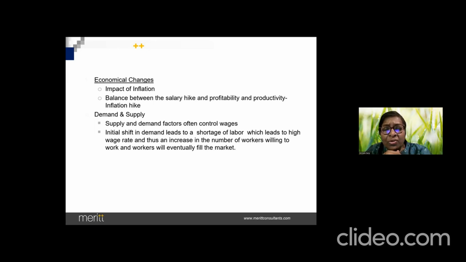there is a huge demand for, say, a particular cloud computing or AI, today AI. Then you also need those skill sets. What do you do typically? Avinash, what will you do?